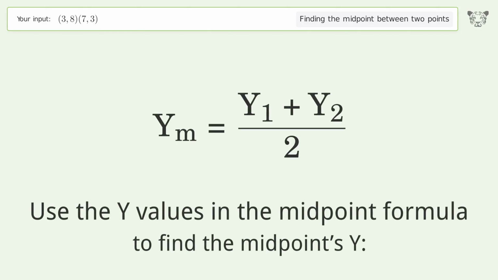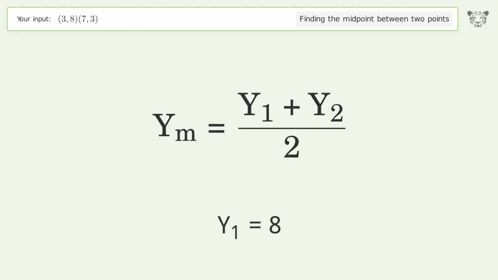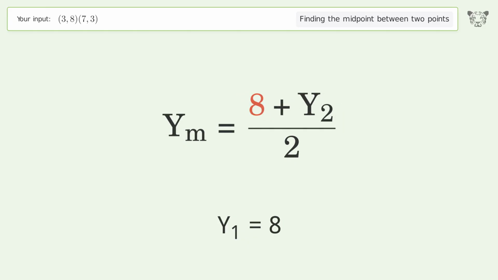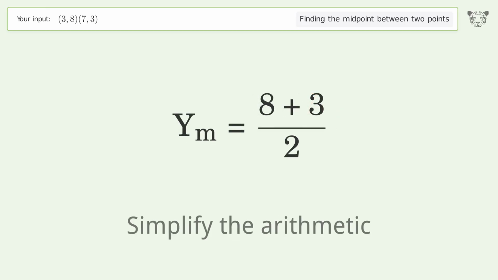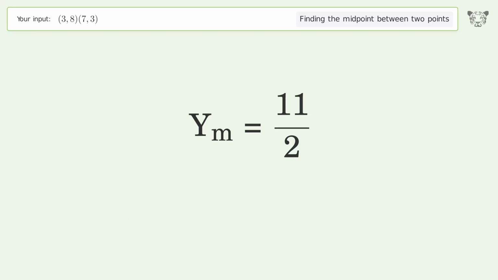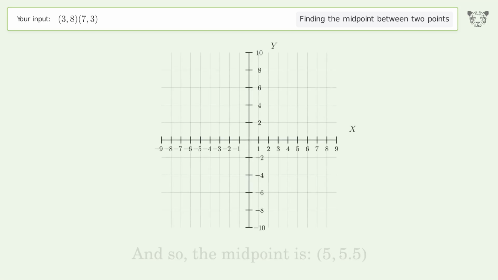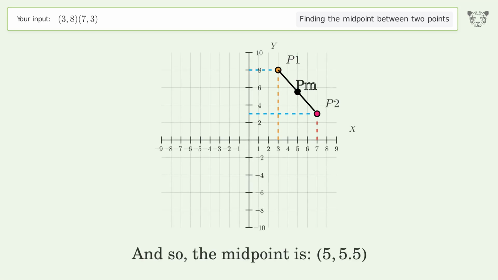Use the y values in the midpoint formula to find the midpoint's y. y1 equals 8. y2 equals 3. Simplify the arithmetic. And so, the midpoint is 5.5.